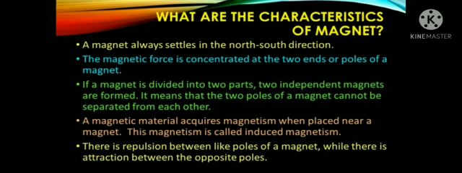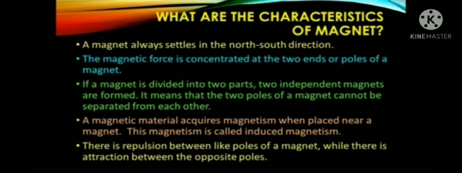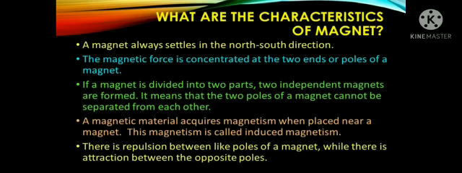A magnetic material acquires magnetism when placed near a magnet. The magnetism is called induced magnetism. There is a repulsion between the like poles of a magnet while there is attraction between the opposite poles.